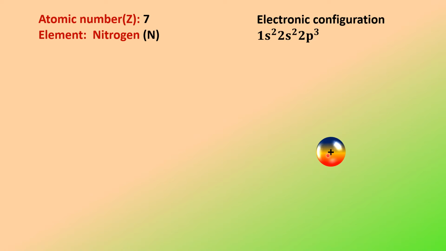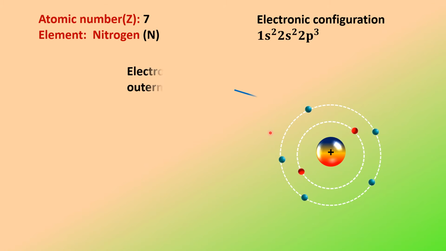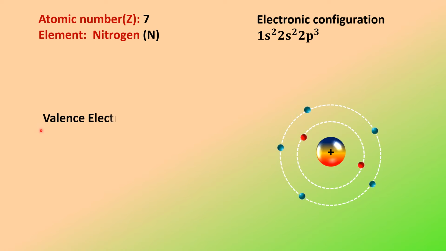This is the nitrogen nucleus. This is the first shell, this is the second shell. First shell 2 electrons. Second shell 2 plus 3, altogether 5 electrons are present. So the number of electrons in the outermost shell is 5. So the number of valence electrons is equal to 5.